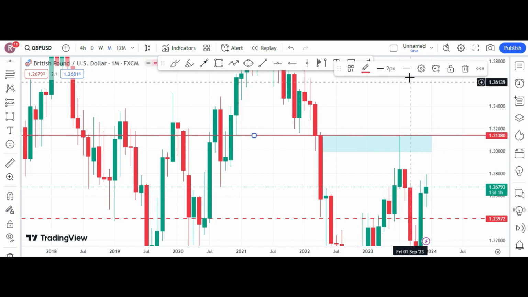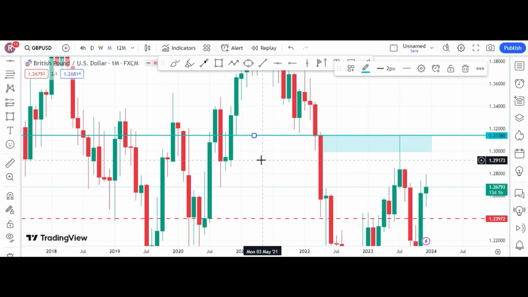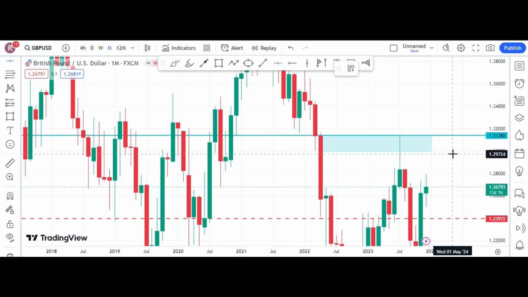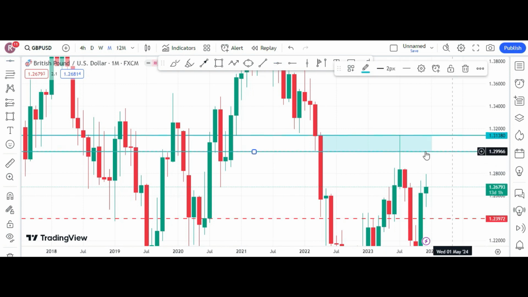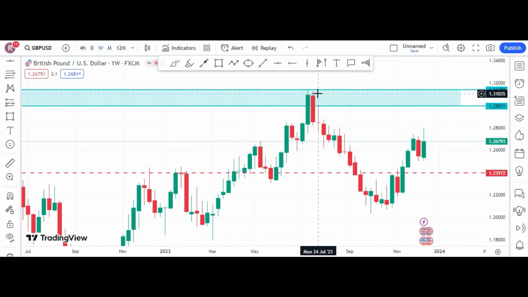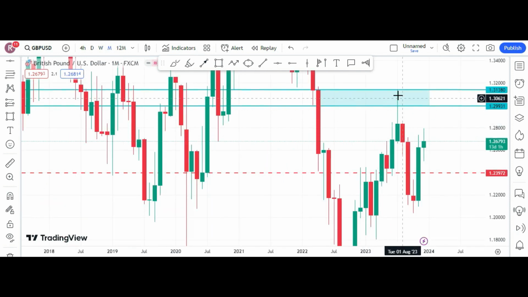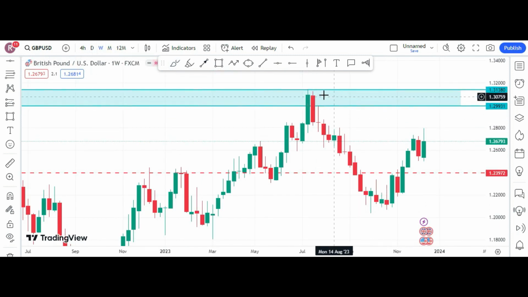So if we do it like this and like this, okay, so if we move to weekly, so this was the reason which in monthly we couldn't explain why this double top has been created and pushed the price here. So in weekly we can see this is the reason the price has been pushed back to here.